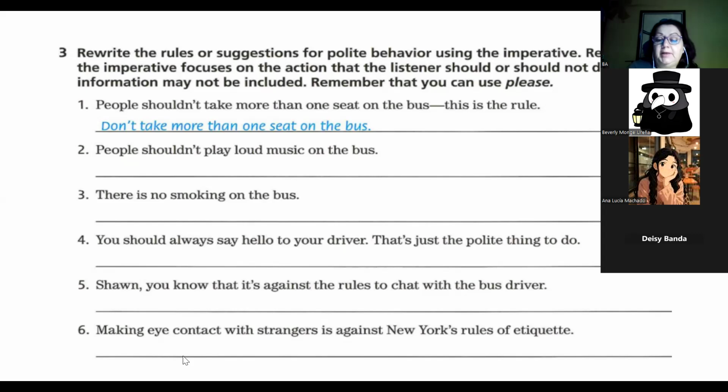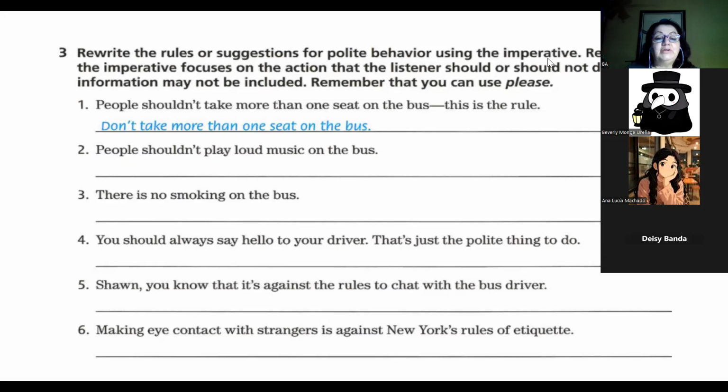Okay, let's start checking. Number 2, people shouldn't play loud music on the bus. Me? Okay, sorry. Don't play loud music on the bus, please.